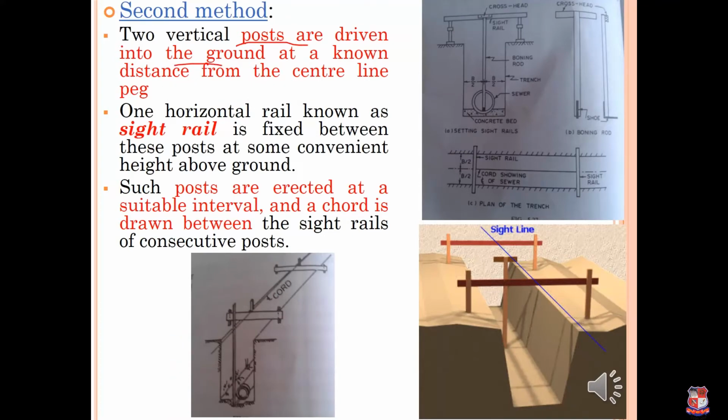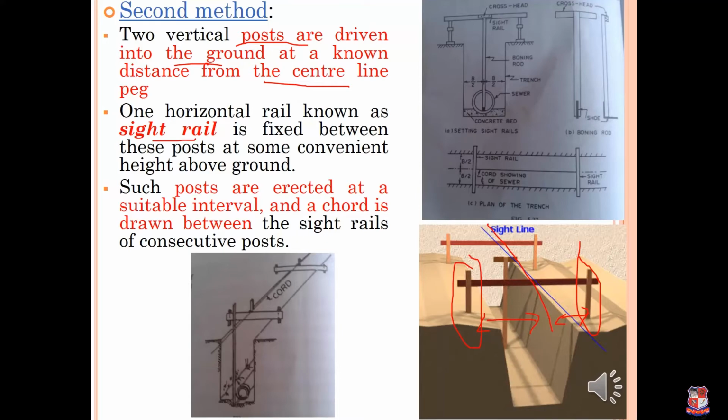So here you can say this one vertical post and second vertical post, these two are inserted in the ground at the distance which is known to you from the center line. So this is your center line that is marked, and apart from this, these two are provided at the ground. Now the one horizontal rail which is known as the sight rail.